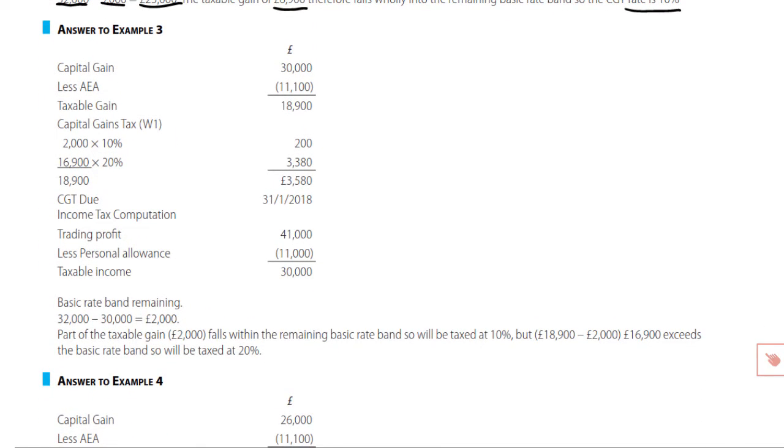On to example 3, same basic issue there. Work out the taxable gain, you had to deduct the AEA. Work out the taxable income, you had to deduct the personal allowance. Work out the basic rate band remaining. This time with taxable income of 30, there was only £2,000, therefore, of basic rate band remaining, and we've got taxable gains of 18,900. Check out then what assets, well, it's other assets. It's not the residential property, it's not the entrepreneurs relief qualifying assets. 2,000 the basic rate band, that's 10%, up into the higher rate, 20% for the remainder of the gain. And again, our job is done.